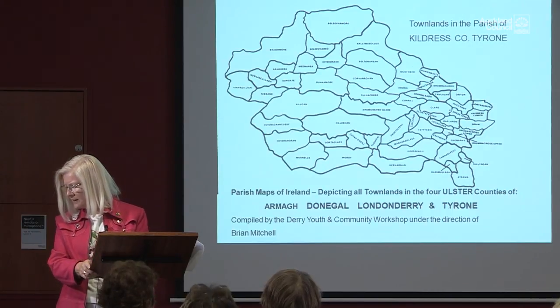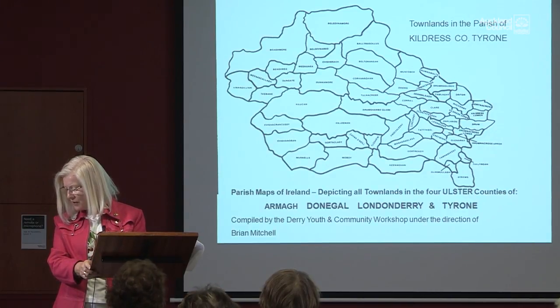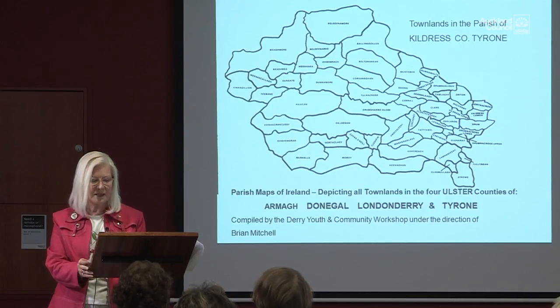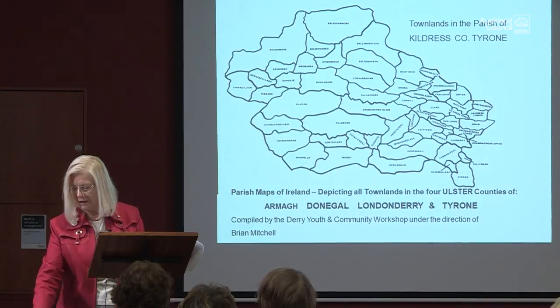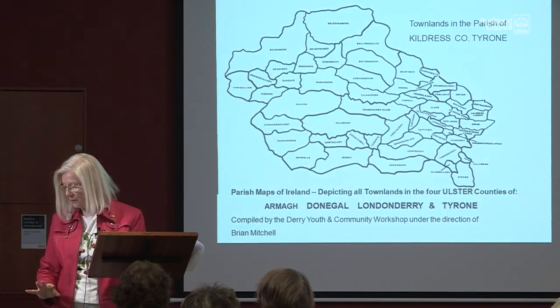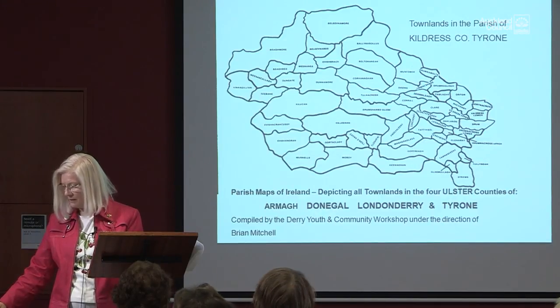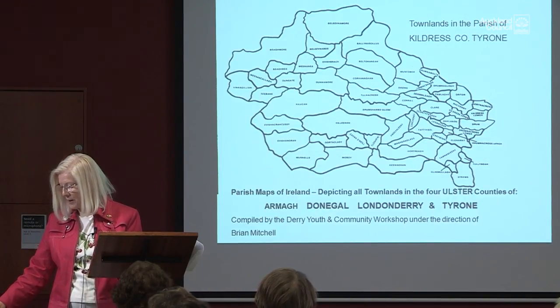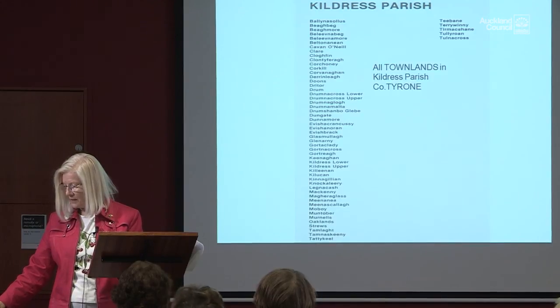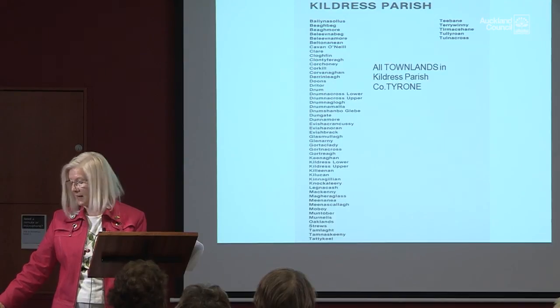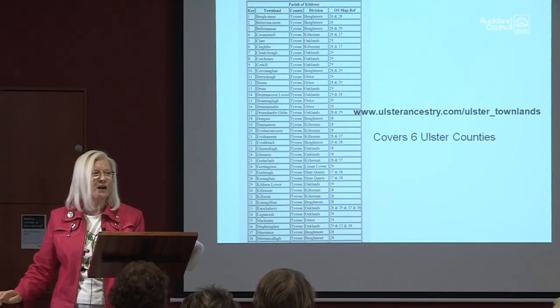Well, this is a townland in the parish of Kildress in County Tyrone. This particular book, compiled by the Derry Youth and Community Workshop under the direction of Brian Mitchell, is in the NZSG FRC. It's full of townland maps for Armagh, Donegal, Londonderry, or Derry if you prefer, and Tyrone. It gives a list of all those townlands in that parish, and that was the townland map. But you could find it online.